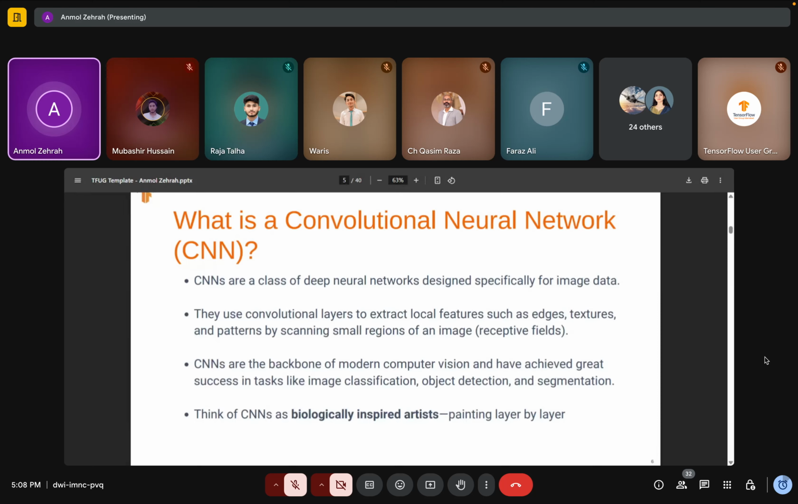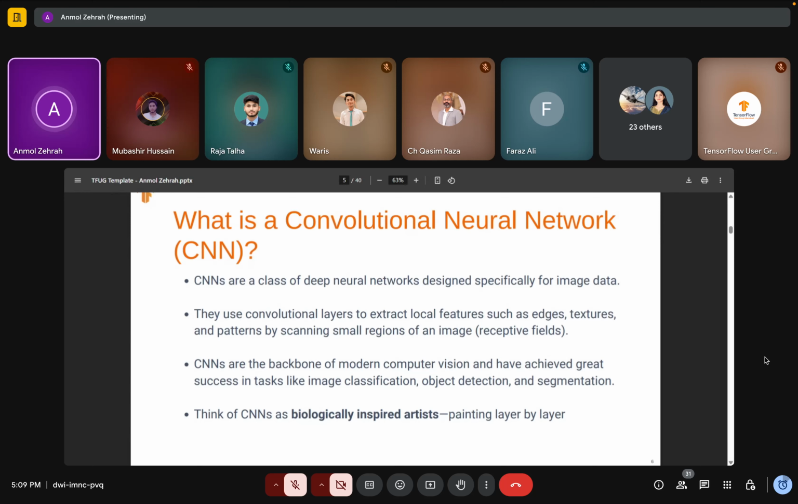And CNNs have been powering almost everything. You can see them in image classification, in object detection, and even in semantic segmentation. They're still widely used in the industry.